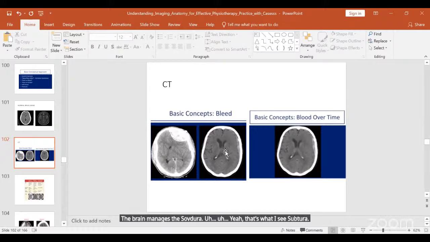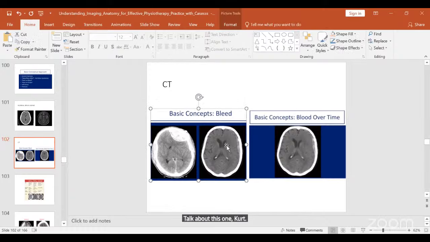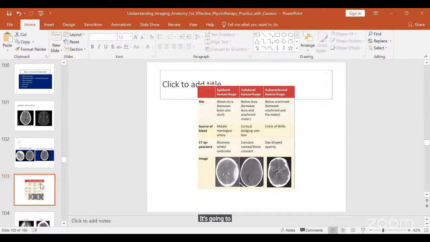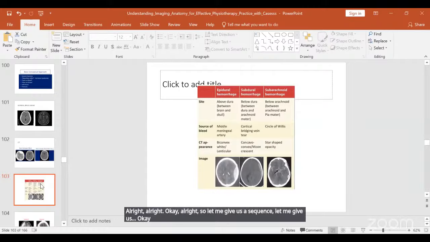So what about this one? We don't appreciate. I appreciate, but the white incursion is what I'm referring to. You see, we should be consistent. We should have a method. That one is acute phase. It's an acute phase. Okay. So let me give us the sequence.